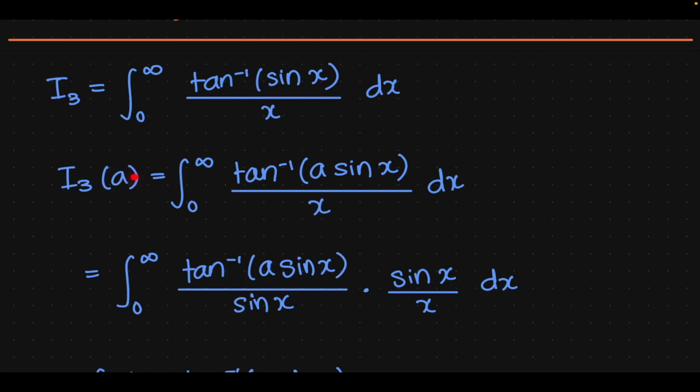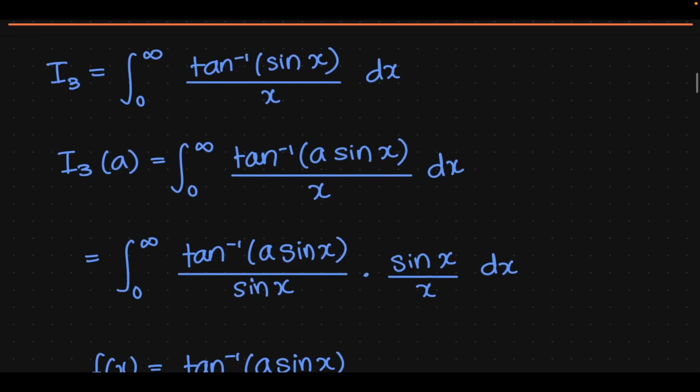I3 of a, let's define a one parameter family. I3 of a is the integral from 0 to infinity of tan inverse of a sine of x over x dx. So we've just introduced a parameter a here, as opposed to what we had before. How does this relate to the one we had before? Well, I3 is just I3 evaluated at a equals 1. Okay, fair enough. We're working with a more general situation.